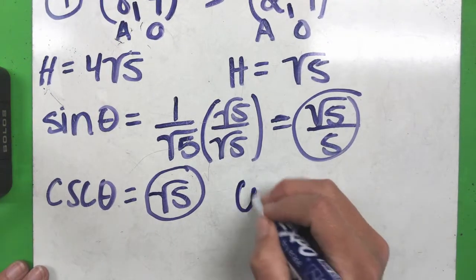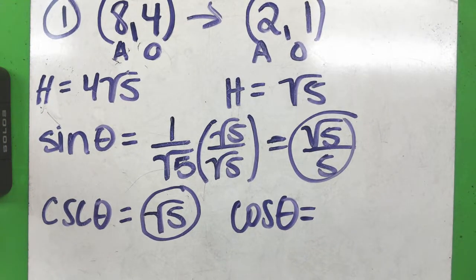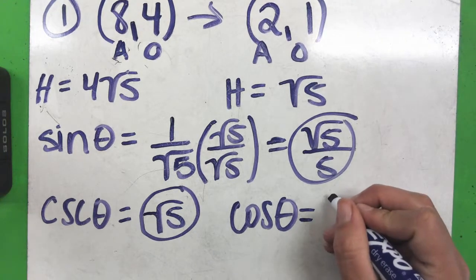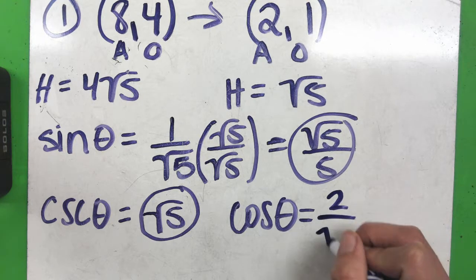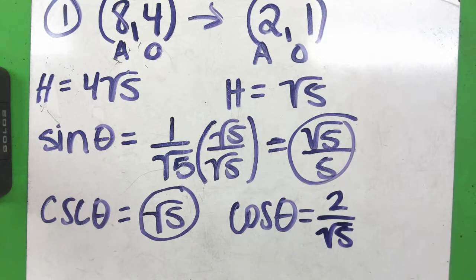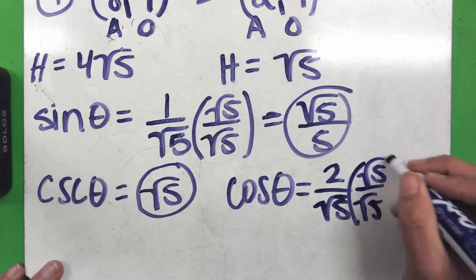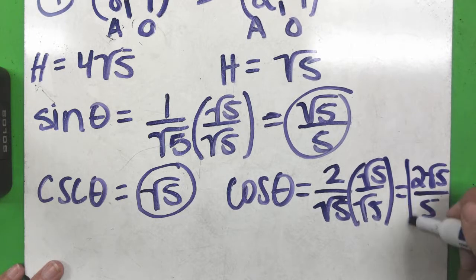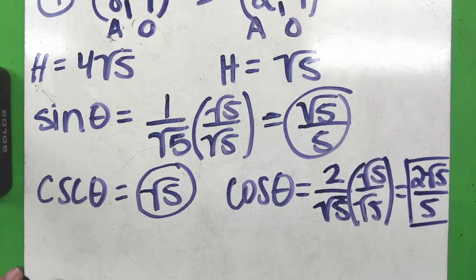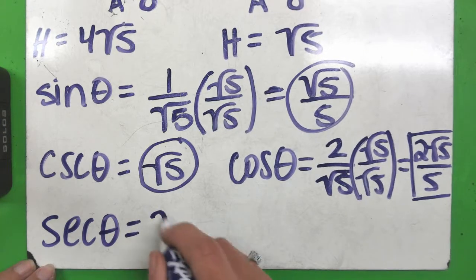Alright. Now for cosine theta. Cosine is what? A over H. So our A is what? 2. Hypotenuse? Square root of 5. Remember we simplified it? So I'd need to multiply both by square root of 5. And I would get what? Over 5. Good. Alright, who's cosine's boyfriend? Secant. And what would secant be? Very good, Gracie.